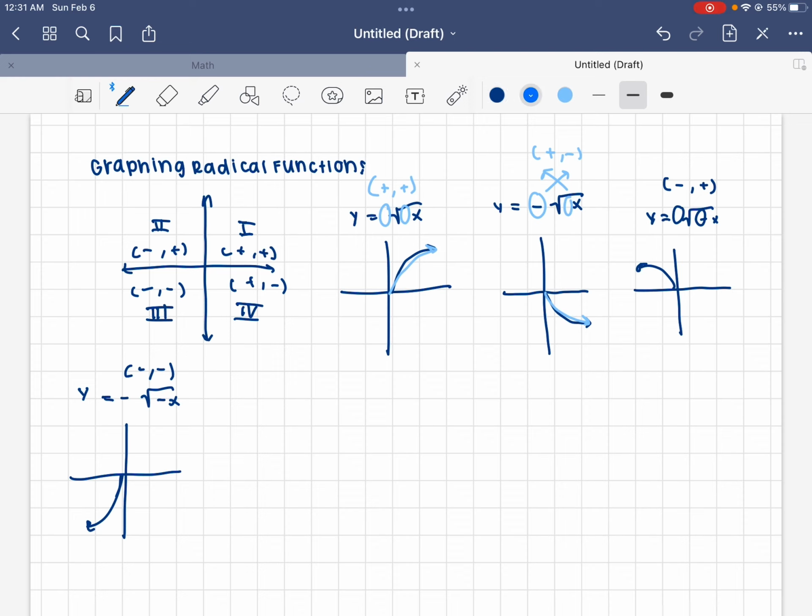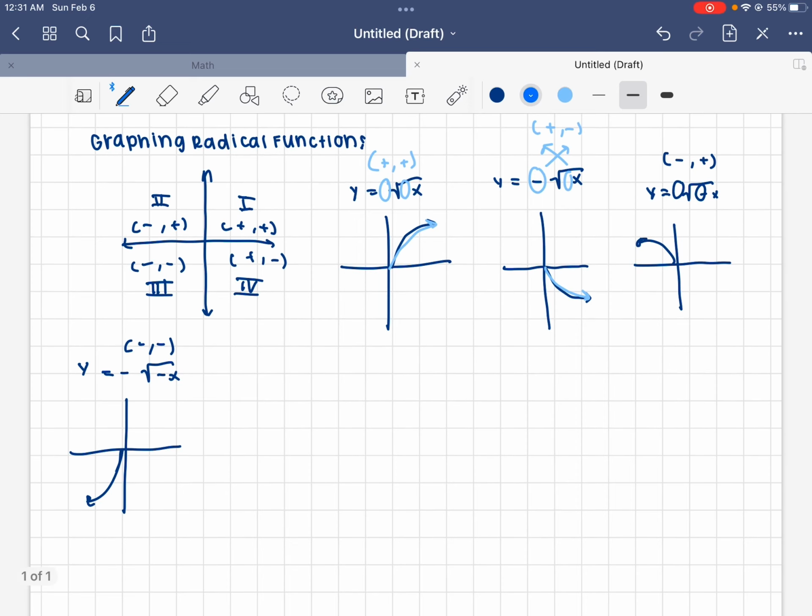Okay, so now let's label these reflections. Because when you change the sign of one of the coordinates, you have a reflection. So this one, nothing has been reflected. It's both positive. So this is our parent function. Okay, and now this one, if this is our parent function and this is what we got, we can see that it is reflecting across the x-axis. So if I were to fold this in half, we would land on that graph.